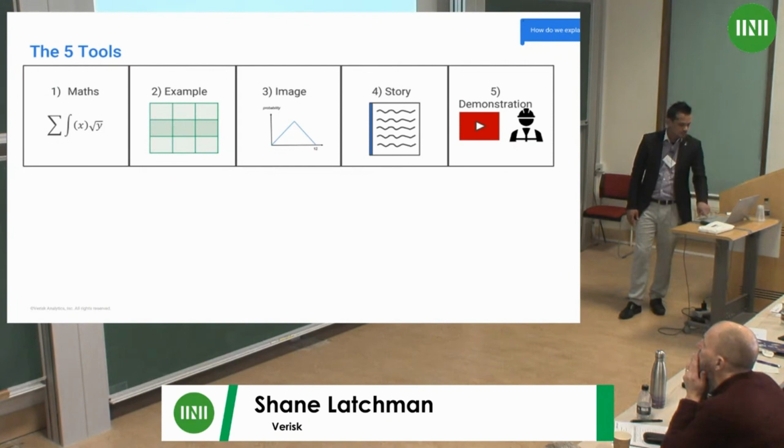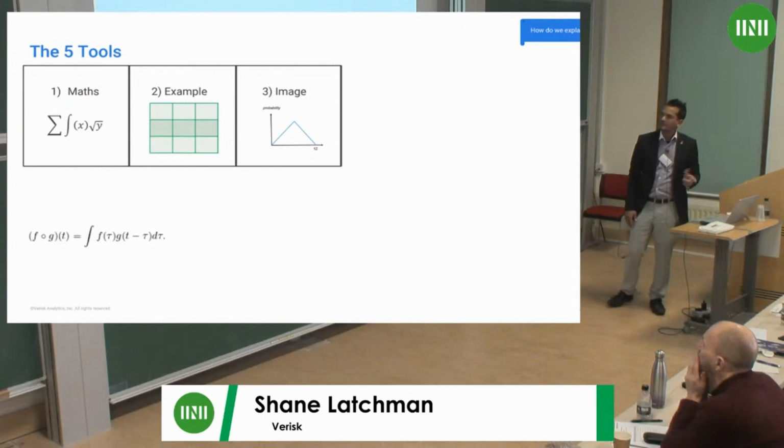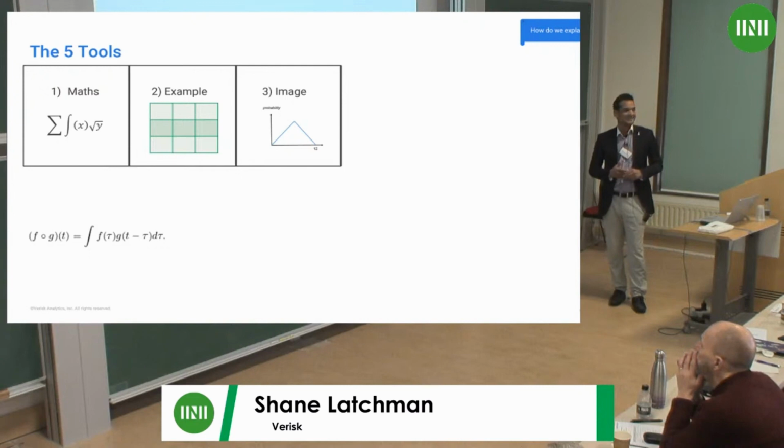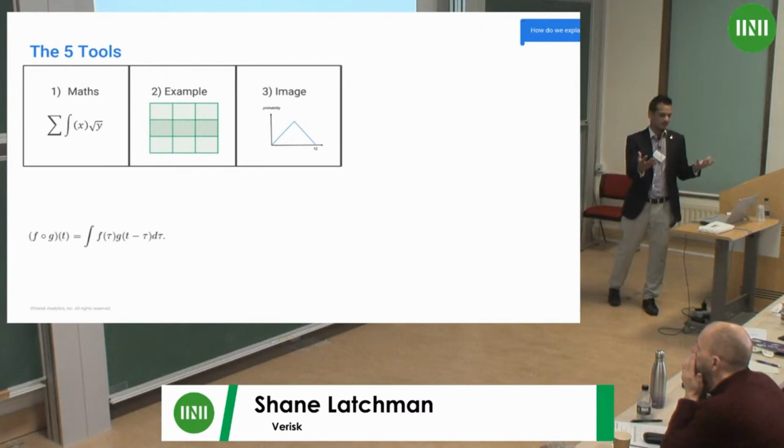So what are these five tools? I'll explain them a little bit more. In this example, I'll talk about convolution. Convolution is when you combine probability distributions, and you use it because cat models are very uncertain, as you can imagine. So you have some uncertainty in the loss from one location and from another location. What's the uncertainty in loss from two locations combined? You would use convolution for that.